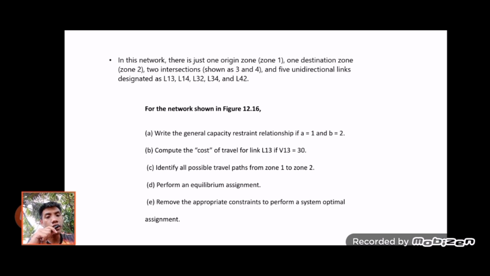A. Write the general capacity restraint relationship if A is equal to 1 and B is equal to 2. B. Compute the cost of travel for link L13 if B13 is equal to 30. C. Identify all possible travel paths from Zone 1 to Zone 2. D. Perform an equilibrium assignment. E. Remove the appropriate constraint to perform a system optimal assignment.